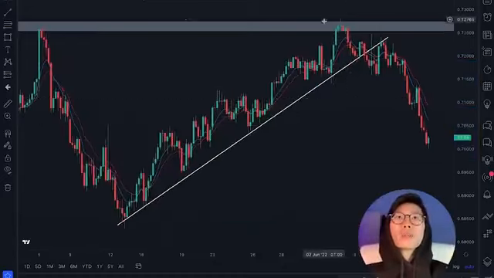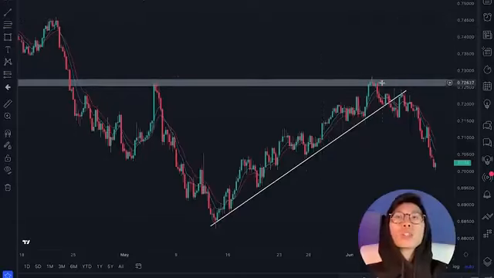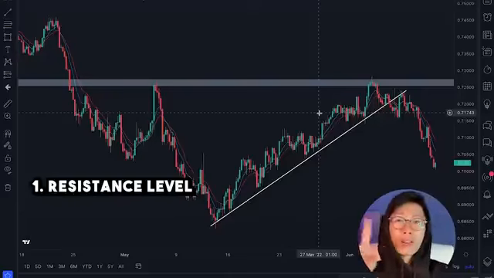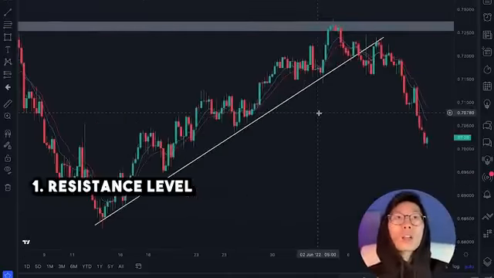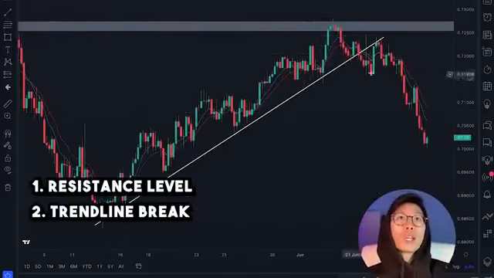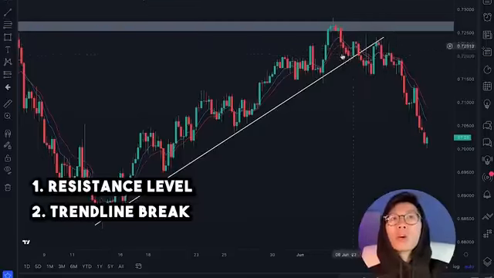For example, in this case, price is at a resistance level, so we should be looking to sell, right? That is the first confluence. And then the second confluence could be price breaking out of this trend line right here. This is when price broke out of this trend line.